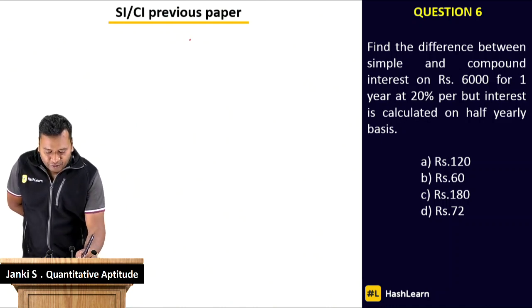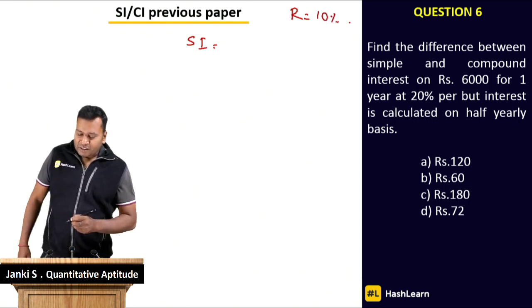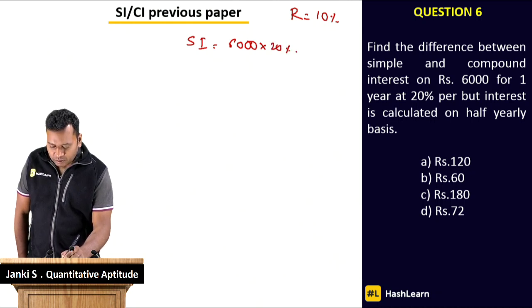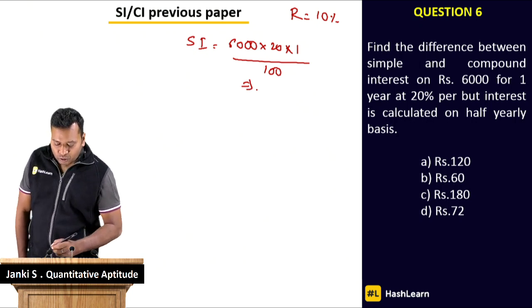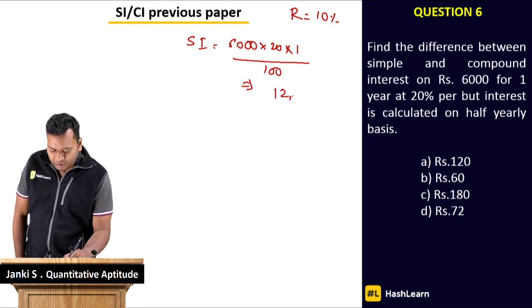So let's talk about simple interest first. So simple interest will be how much? First thing, the rate of interest is 20% for 1 time it's calculated, right? So simple interest is nothing but 6,000 into 20% into 1 by 100, right? So that's my simple interest in this case. Let's calculate. 20% of 6,000 is 1,200. So that is my simple interest here.